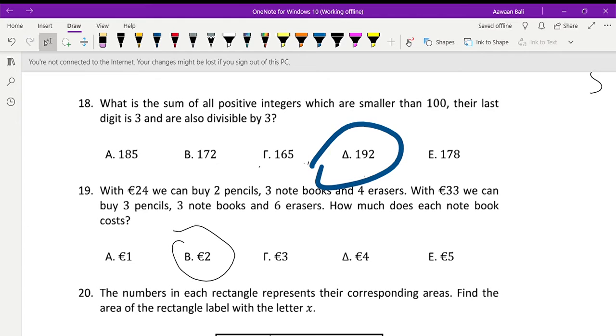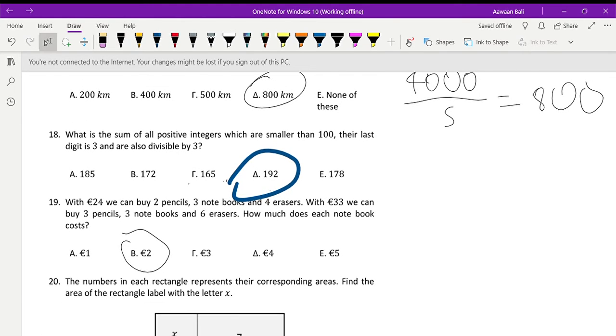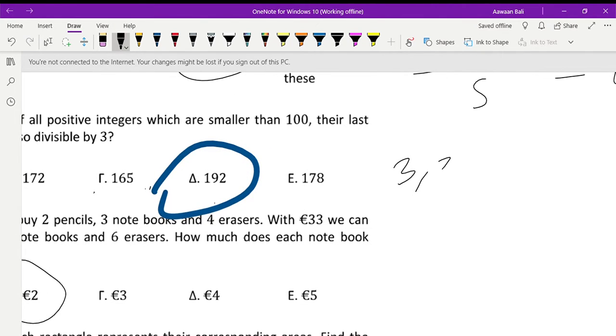Now, question number 18. What is the sum of all positive integers which are smaller than 100? Their last digit is 3 and they are also divisible by 3. So this is 3. 3 itself is only 1 digit, and its last digit is 3, and it's divisible by 3. Then you have 33, 63, and 93. You can get 33 as the first bigger one, if you didn't count from 3.